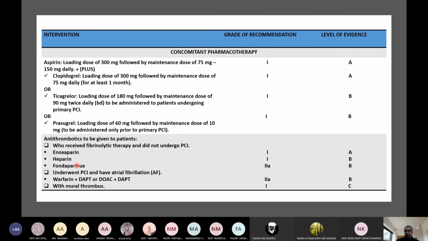You can see here the recommendation. If no PCI, you can offer either one. If PCI and anticoagulation also, you can consider long-term oral anticoagulant and dual antiplatelet therapy. Okay.